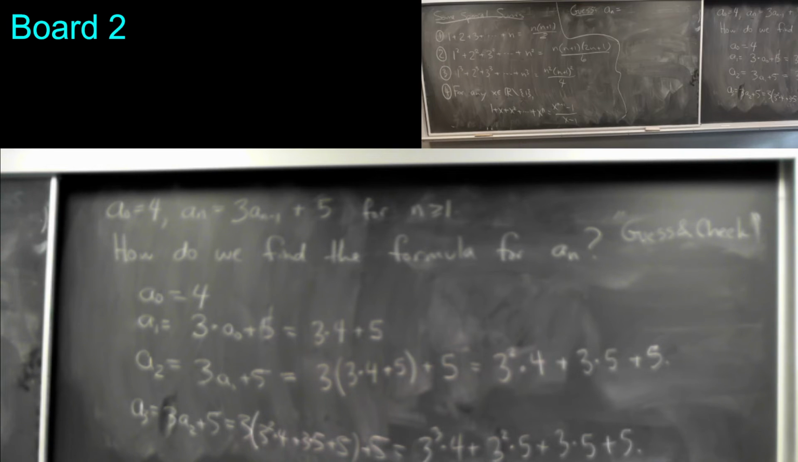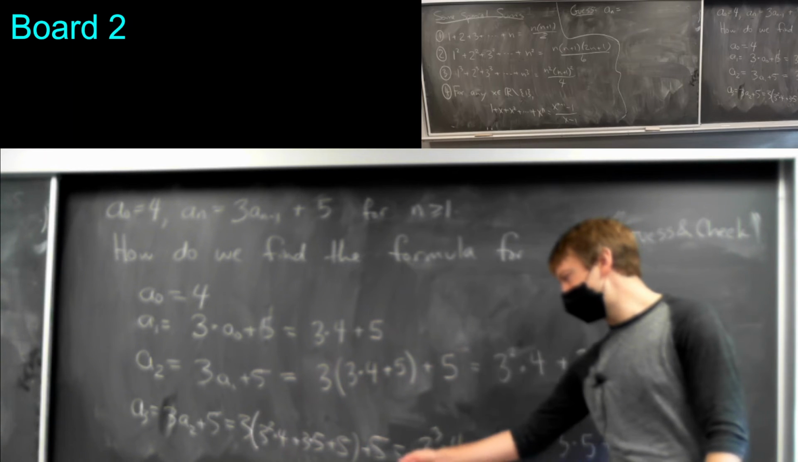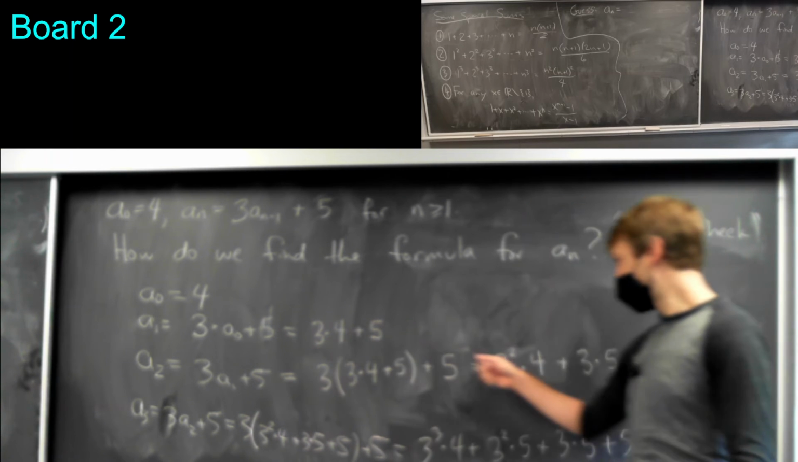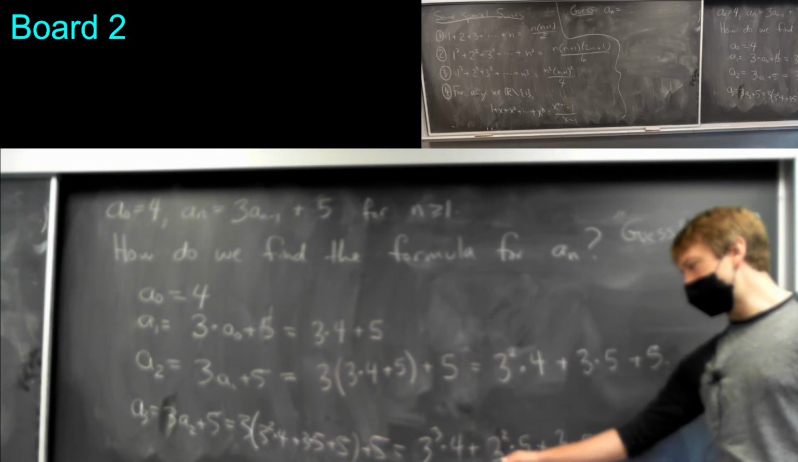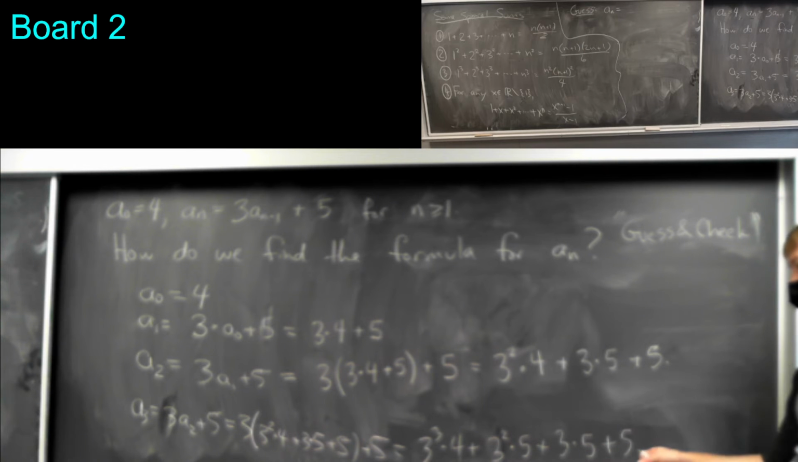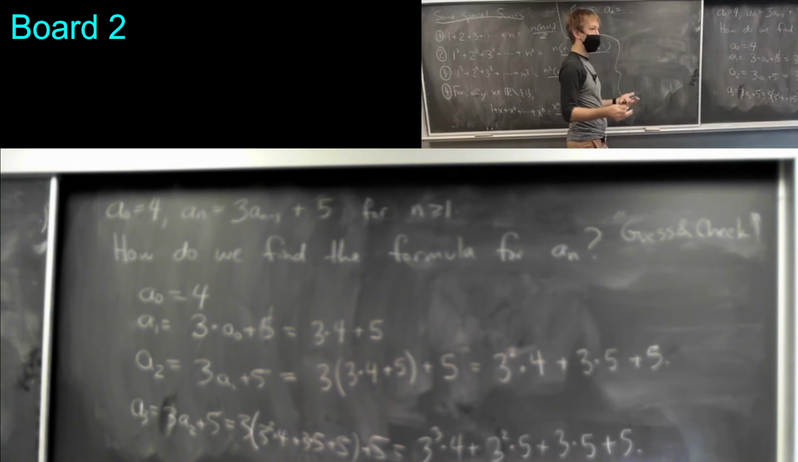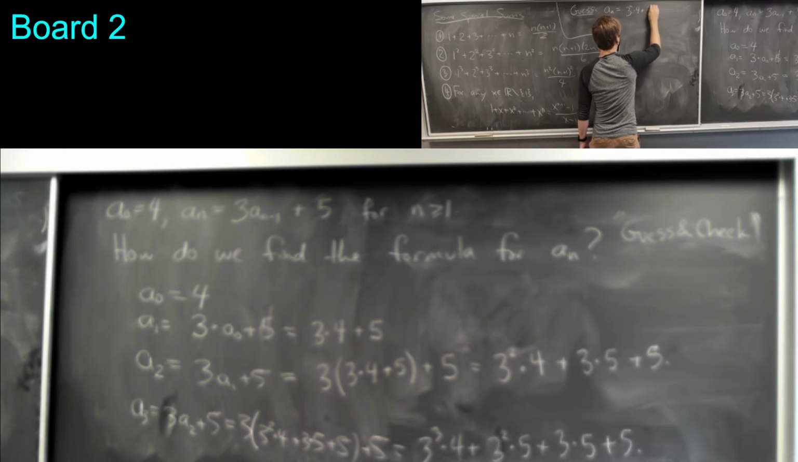Yeah. An is 3 to the n times 4, plus 3 to the n minus 1 times 5, plus 3 to the n minus 2, and kind of all the way down. Exactly, yeah. So we can see that we're building up powers of 3 times 4. And then you've got 3 to the n minus 1, 3 to the n minus 2, dot, dot, dot, all the way down to 3 to the 0 times 5. But right now, that's not a proof. This is just a guess. But it's an educated guess that maybe an is 3 to the n times 4 plus 3 to the n minus 1 times 5.